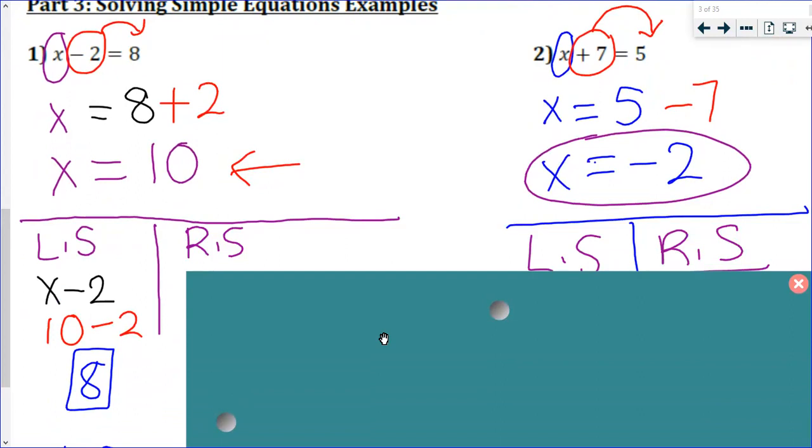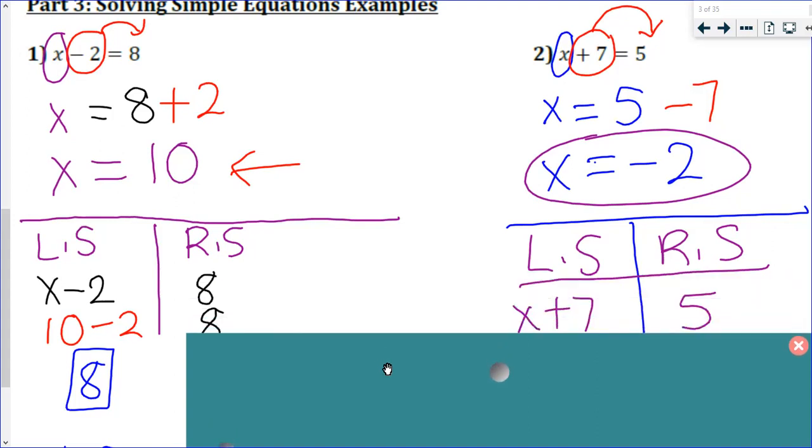Okay, now to check my answer, I'm going to first rewrite the question, x plus 7 on the left-hand side, positive 5 on the right-hand side. That's the first thing I'm going to do, rewrite the question.